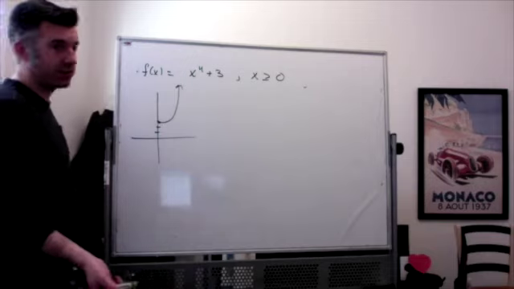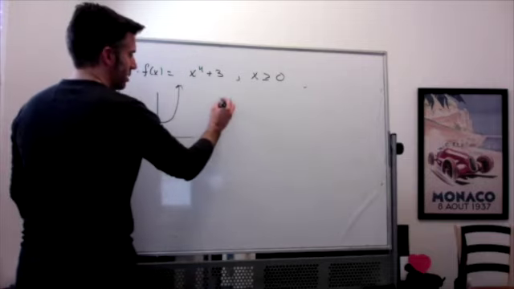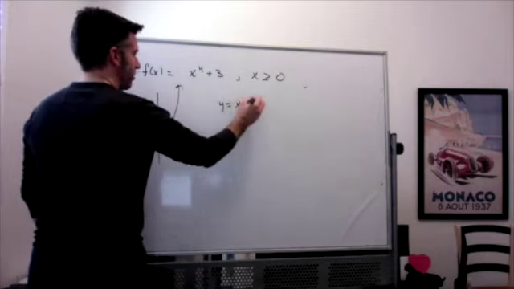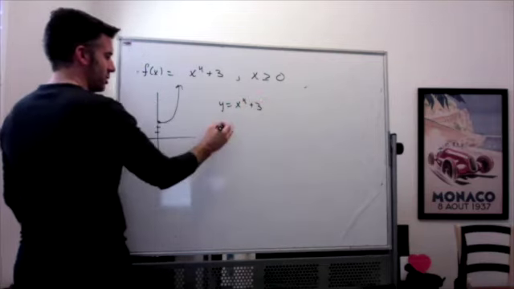Great, we're happy. So then the process is still the same. y is x to the fourth plus 3. We switch x and y.